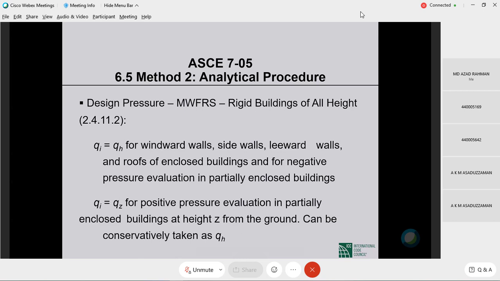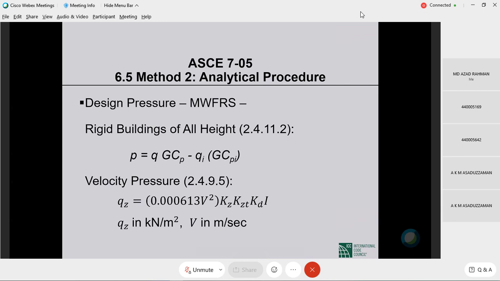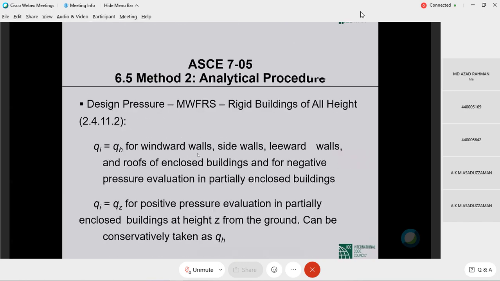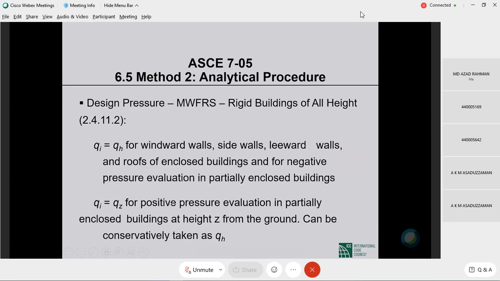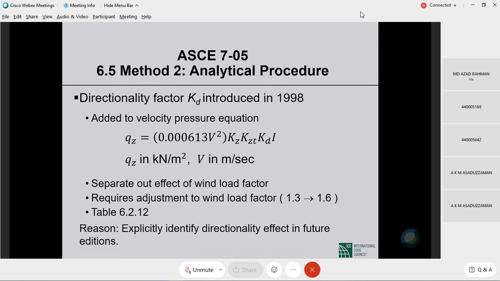The q sub i, the velocity pressure for internal pressure, that is being described here. Most of the time you can take it as q sub h, but I will let you read it instead of trying to spend time on that. Directionality factor K sub D, I have described for you.